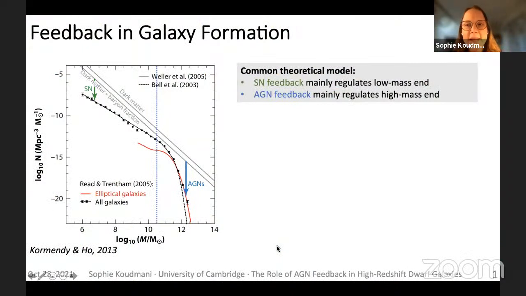We've already heard quite a bit about feedback in galaxy formation during this conference, so just a quick recap. Feedback in galaxy formation is usually invoked to explain the mismatch between the galaxy mass function inferred from dark matter only simulations, which you can see here as the gray line, and the observed galaxy stellar mass function, which you can see here as the black line. In the common theoretical model, it is assumed that supernova feedback mainly regulates the low mass end, whilst AGN feedback is responsible for suppressing the high mass end.